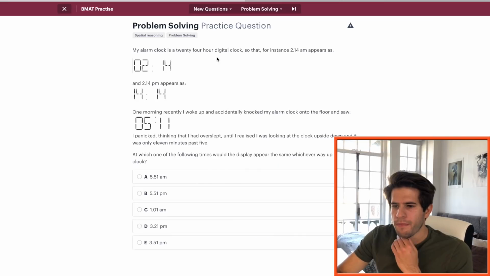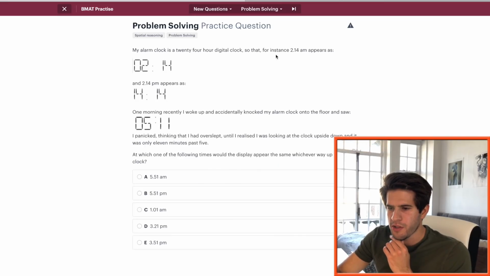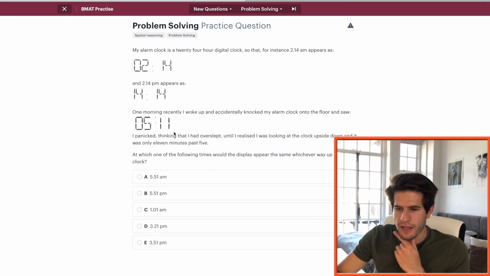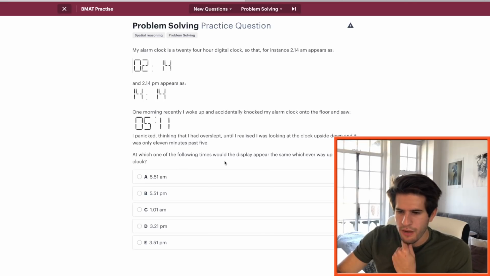My alarm clock is a 24-hour digital clock, so that for instance 2:14 appears as this. Okay. One morning I woke up and knocked my alarm clock onto the floor and saw that. Panicked, thinking I'd overslept till I realized looking at the clock upside down, it was only 11 minutes past 5. Which one of the following times would the display appear the same, whichever way up I saw the clock?